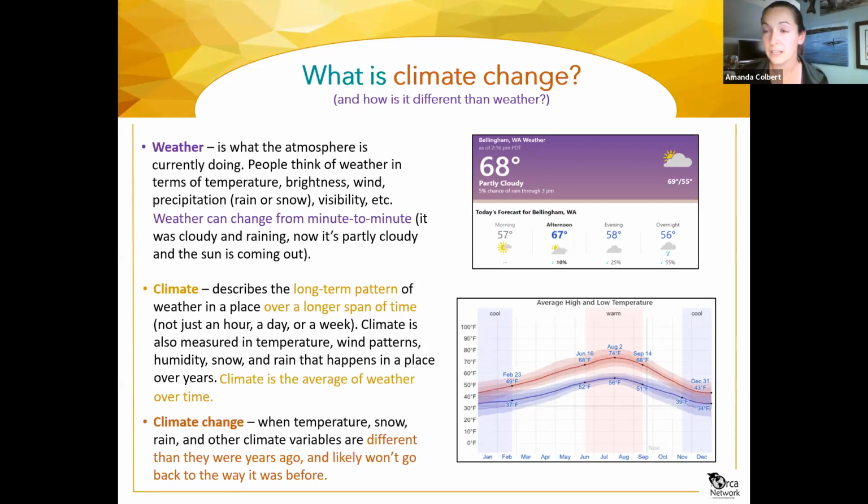So when we talk about the climate changing, we're taking these things that have been recorded over a long period of time, and we're noticing that there are different climate variables. Maybe it's getting hotter, maybe it's not snowing as much as it used to. Climate change is pointing out the differences in how the climate has changed, and that likely won't go back to the way that it was before.